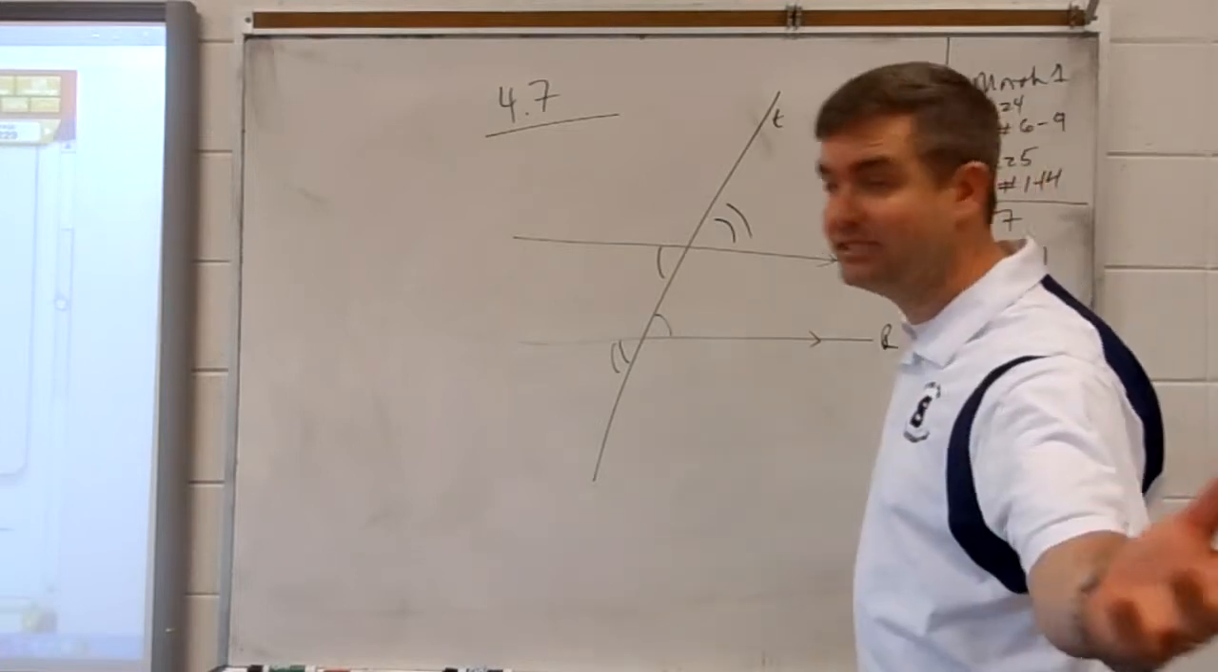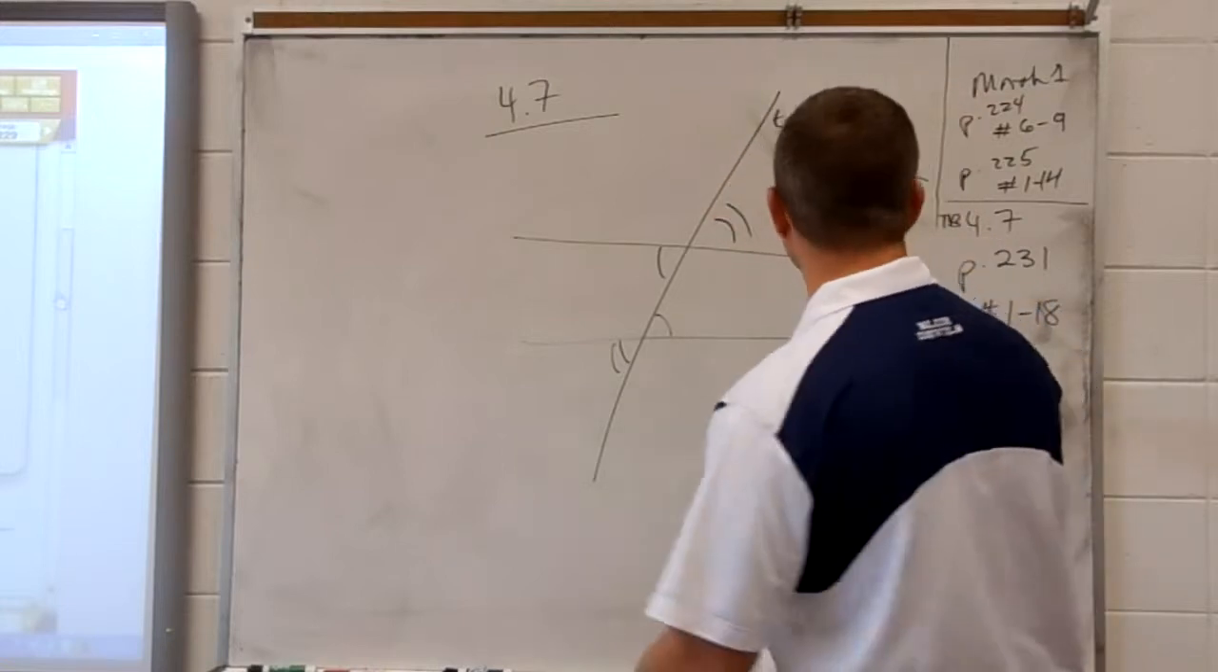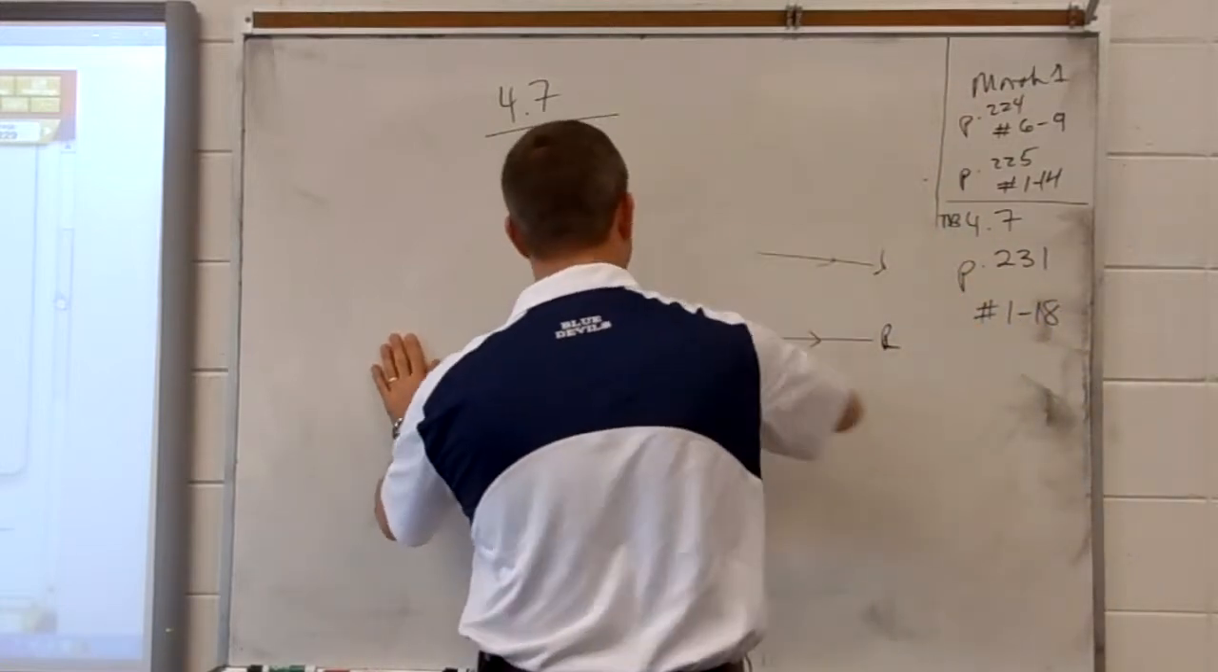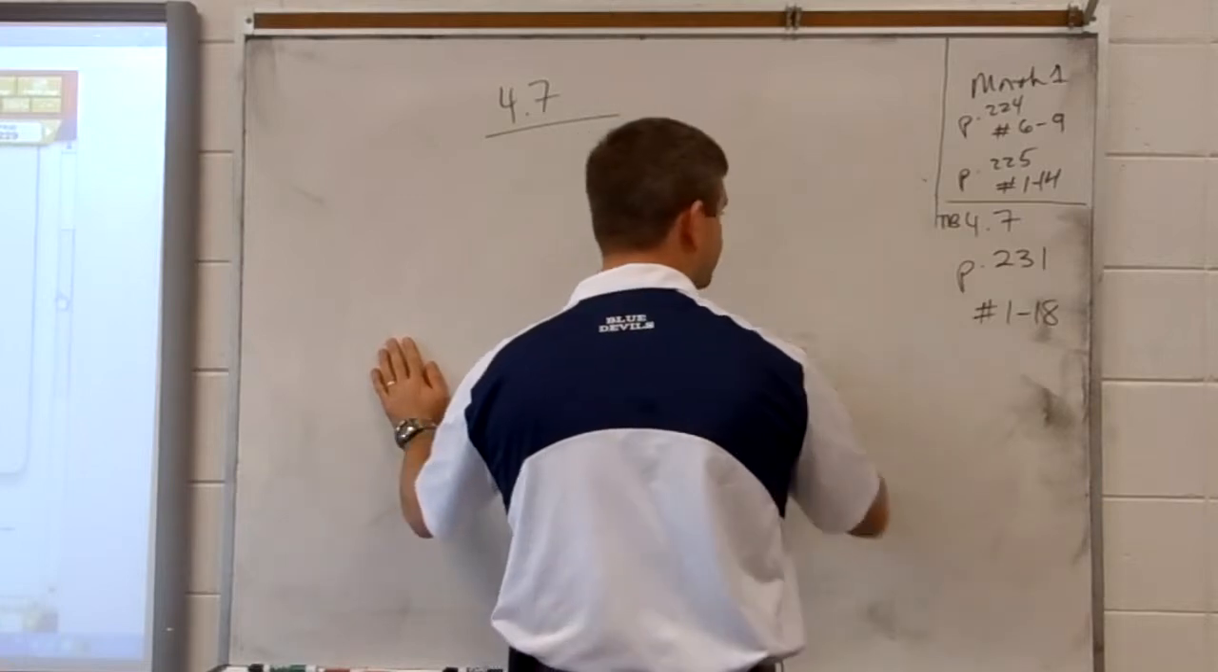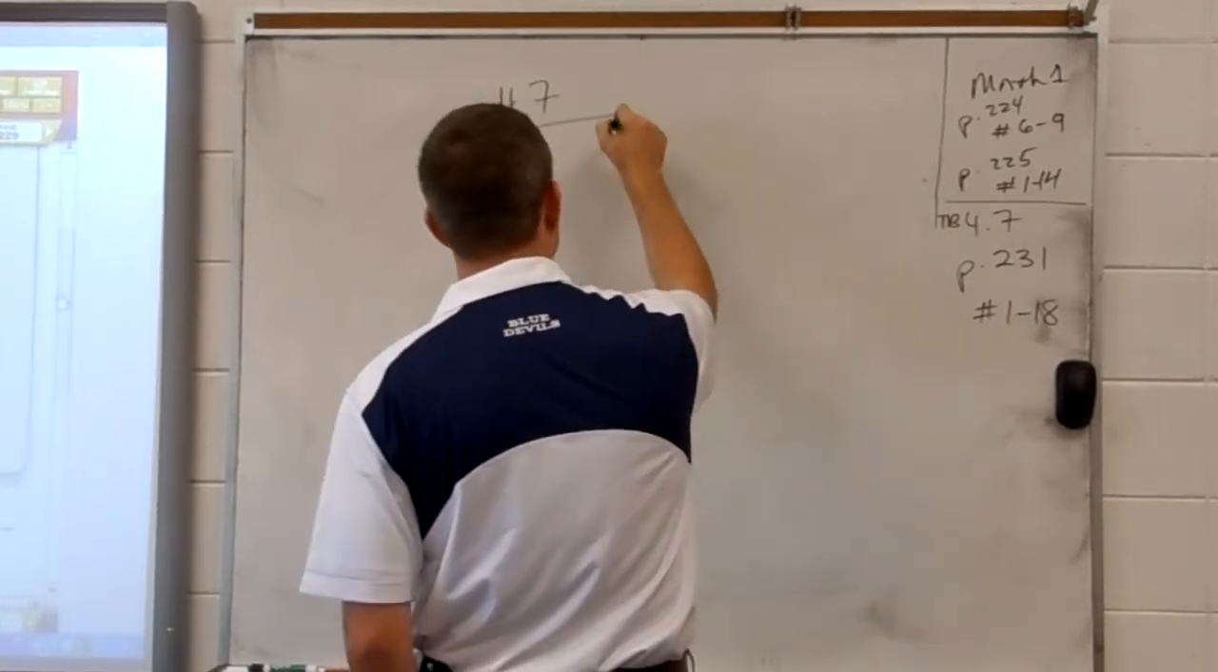All right, Hodges, read out Theorem 4.7 for me nice and loud. If two lines intersect to form a linear pair of congruent angles, then the lines are perpendicular.